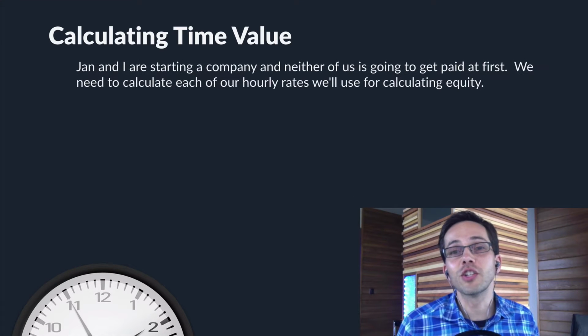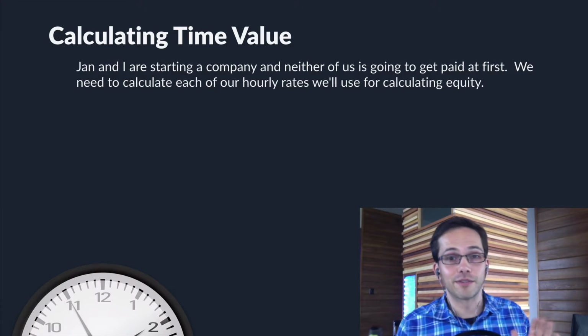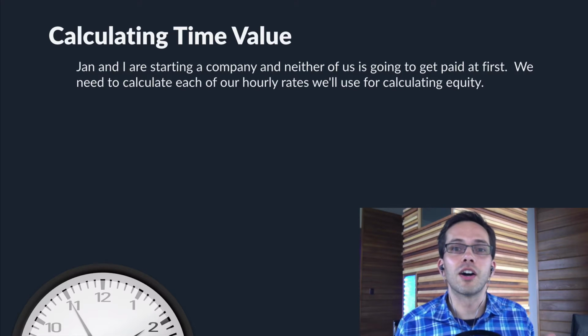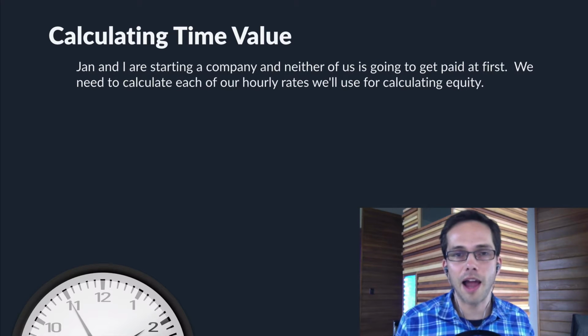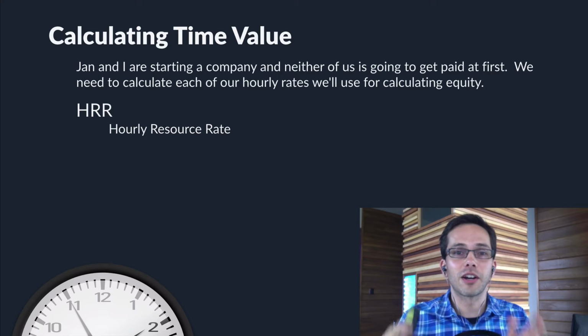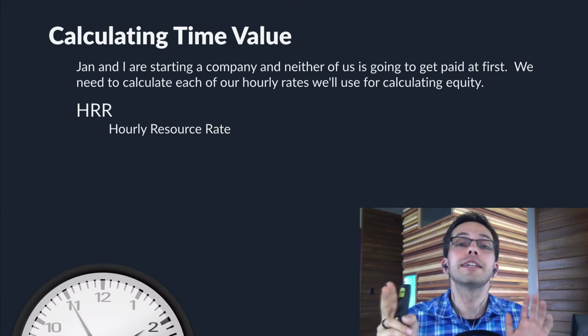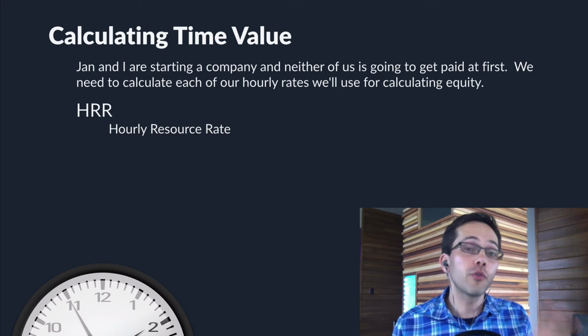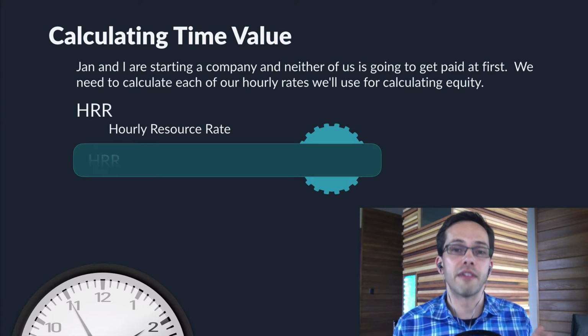Jan and I are starting a new company, and neither of us is going to get paid at first. We need to calculate our hourly rates, which will allow us to figure out how much pie we get on an hourly or daily basis. We're going to use a term for this. It's going to be our HRR, or hourly resource rate. And the formula looks something like this.